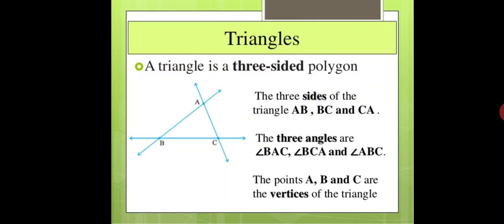This is another form of angle. The points A, B and C are the vertices of the triangle. And another definition of a triangle: it is formed by joining three non-collinear points.